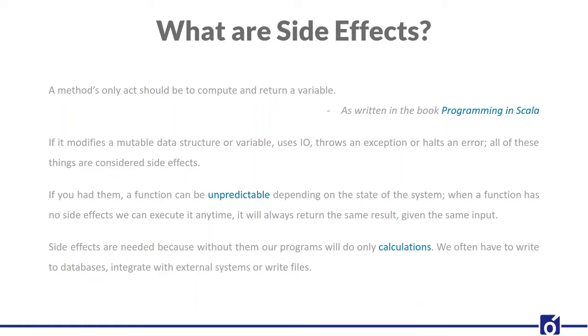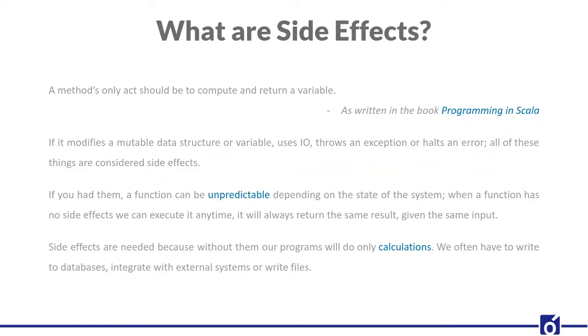As written in the book Programming in Scala, our method's only act should be to compute and return a value. If it modifies a mutable data structure or variable, uses IO, throws an exception or halts with an error, all these things are considered side effects. Also, if the function shows unpredictable behavior or depends upon some state which causes unpredictable output, then that is also considered a side effect.